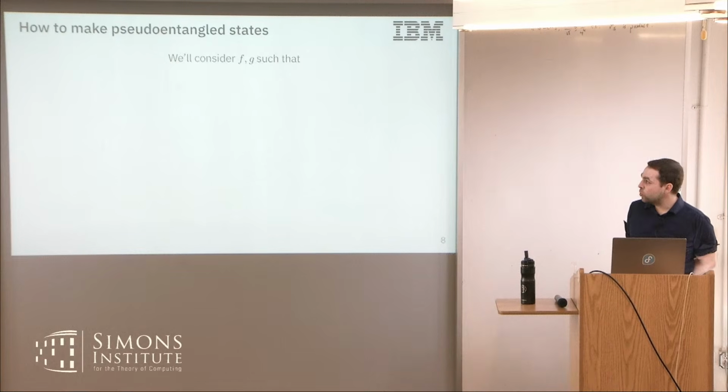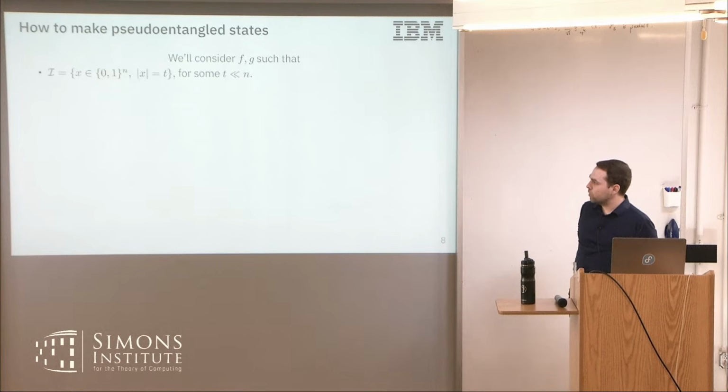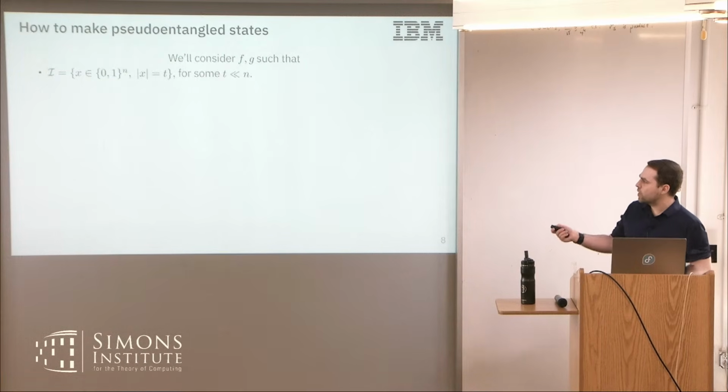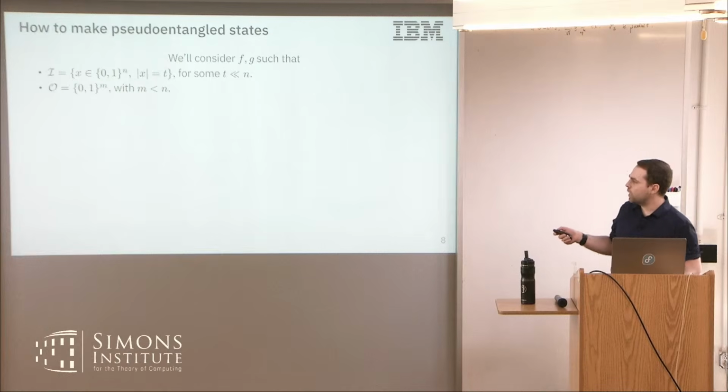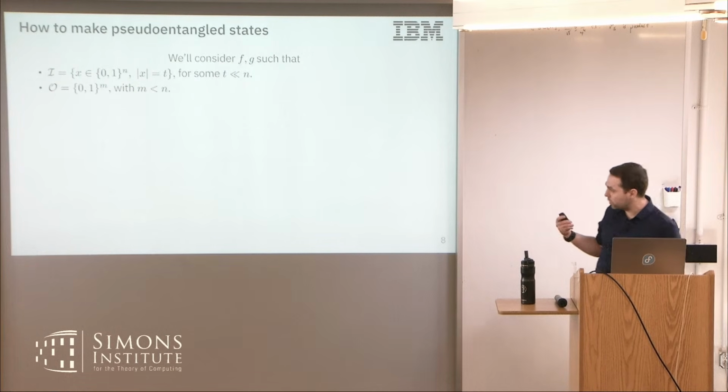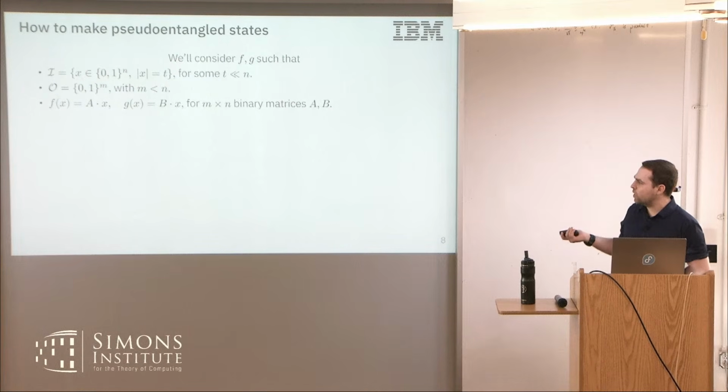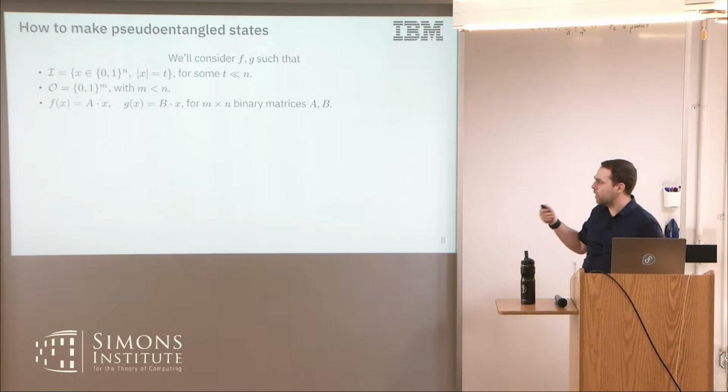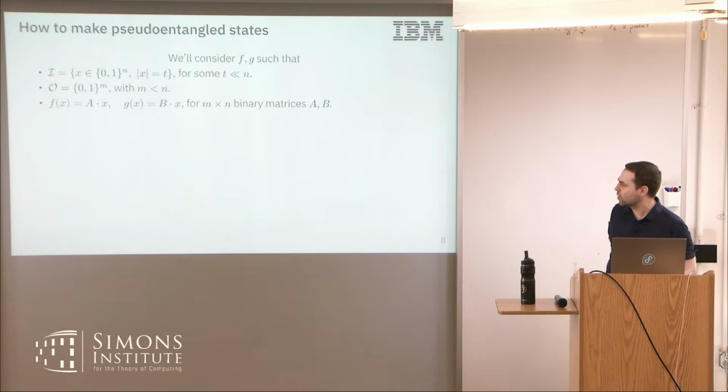Okay, so in this case, we'll consider functions f and g. I'll make a specific choice for what these functions are that are of the following form. The input space will consist of n-bit strings whose Hamming weight is t, where you should think of t as much less than n. For now, I'm just going to show you this abstractly, and then I'll give you intuition about what all of this means. The output space will consist of m-bit strings, where m is less than n, so less than the length of the inputs. And the functions we're going to consider will just be linear functions mod 2. So f of x will be a times x, g of x will be b times x, where a and b are binary matrices, so m by n binary matrices. And all of the operations are mod 2. So addition is mod 2, it's an XOR, and multiplication is just multiplication because it's the same.